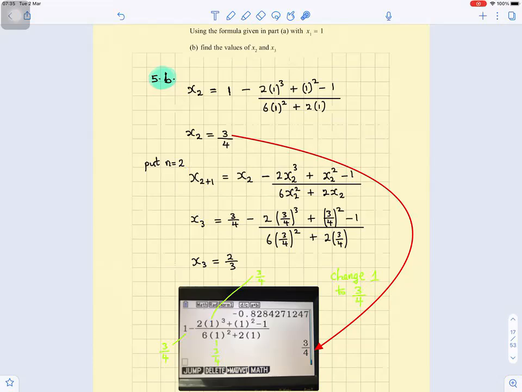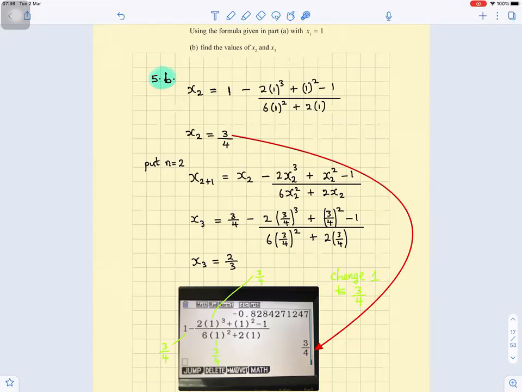Now, that would mean x2 minus 2x cubed plus x squared minus 1. Using that, we know x2 is 3 over 4. So we put 3 over 4 in there, 3 over 4 there, 3 over 4 there, and 3 over 4 in there. Put it all in your calculator. You get x3 to be 2 over 3.